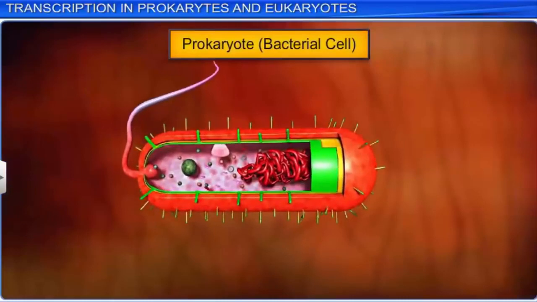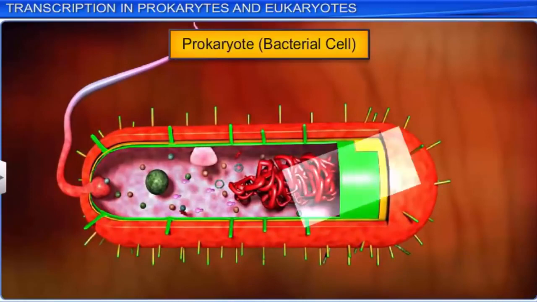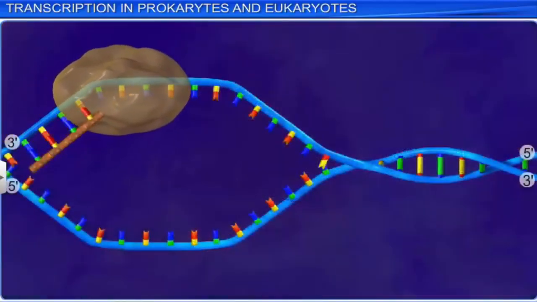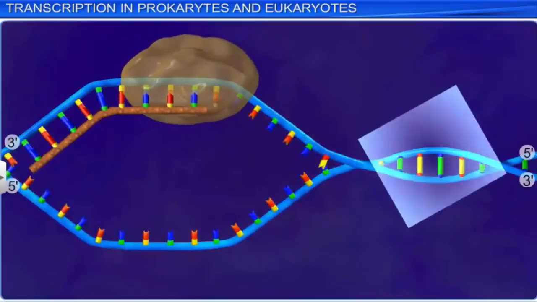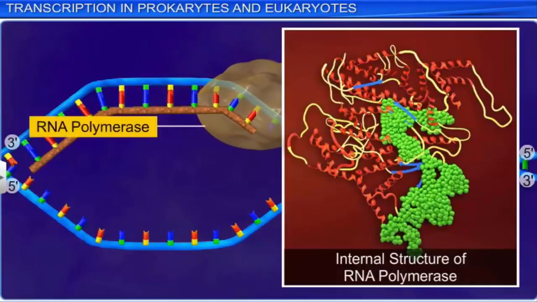Now let's learn how transcription takes place in prokaryotes such as bacteria. The prokaryotic cell does not have separations in terms of cytoplasm and nucleus. Therefore, both transcription and translation processes involved in protein synthesis can take place inside the prokaryotic cell at the same time. In prokaryotes such as bacteria, only one DNA-dependent RNA polymerase enzyme catalyzes the transcription of all types of RNA.